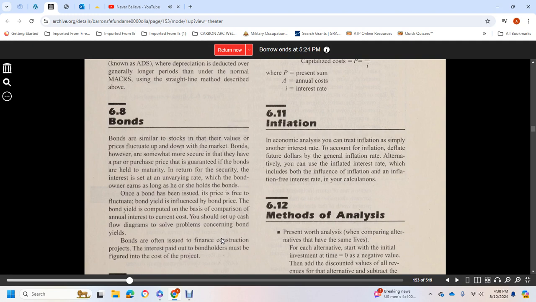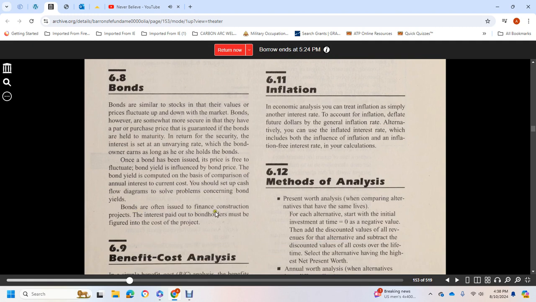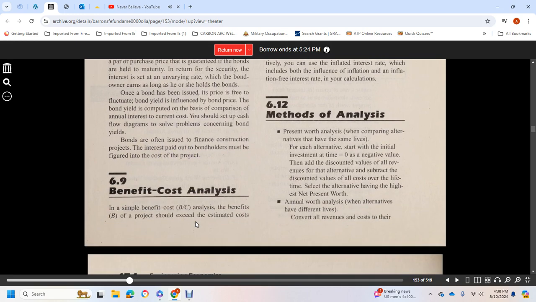Once the bond has been issued, its price will fluctuate with the bond yield, which influences the bond price. The bond yield is computed on the basis of a comparison of the annual interest to the current cost. Cash flow diagrams are used to solve problems concerning bond yields, and bonds are often issued to finance construction projects. The interest paid to the bondholders must be figured into the cost of the project.